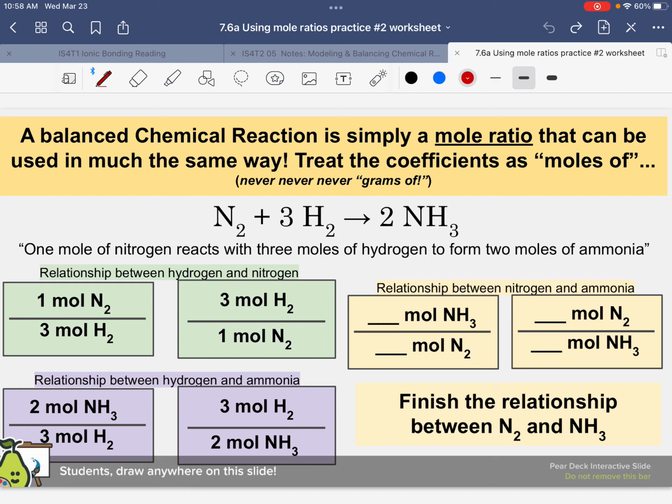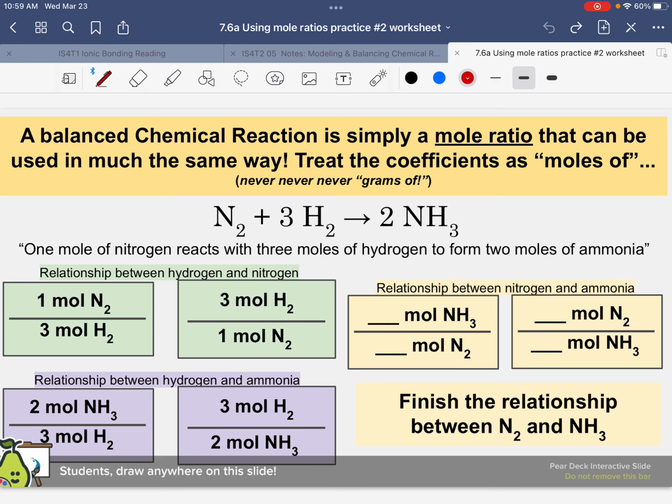Okay, so this is just a very, very quick video to show students who are absent for this lesson how to use mole ratios to solve questions. The first thing you need to understand is that a balanced chemical reaction is just a mole ratio.